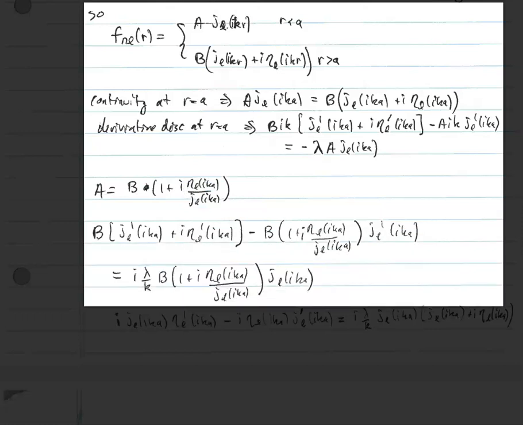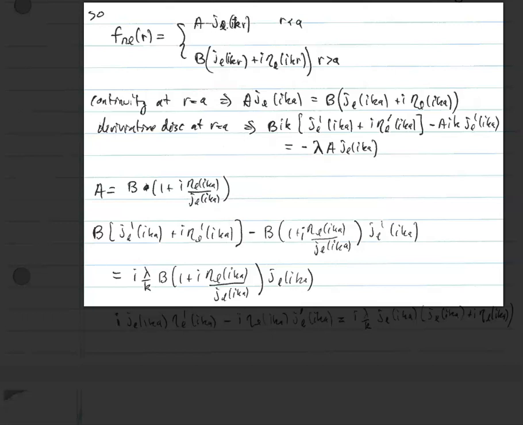Okay, we can go ahead and solve this. What we find is A is equal to B times (1 plus i eta_l of ika divided by j_l of ika), and that's from the first equation. And then from the second equation, we can get that B times (j_l prime plus i eta_l prime) minus B times (1 plus i eta_l over j_l) times j_l prime is equal to i lambda over k times B times (1 plus i eta_l over j_l) times j_l of ika.